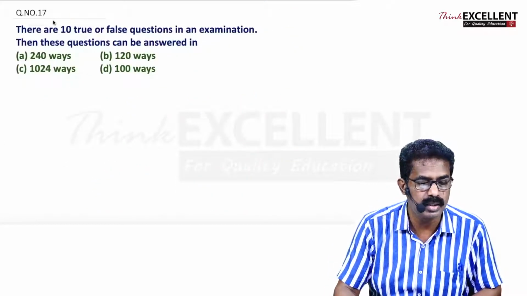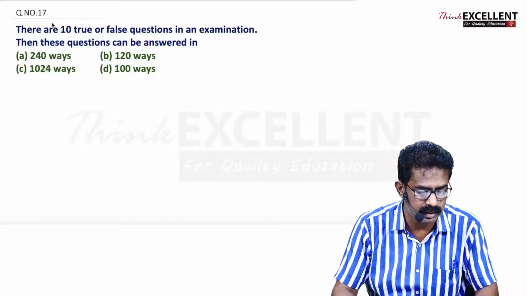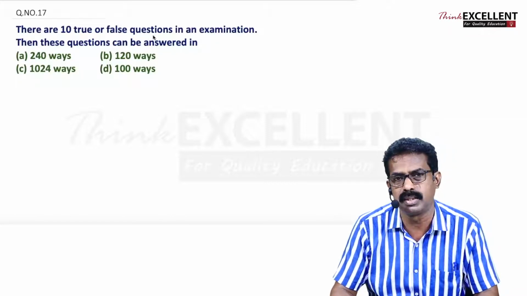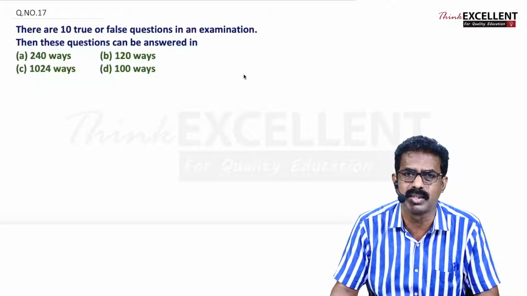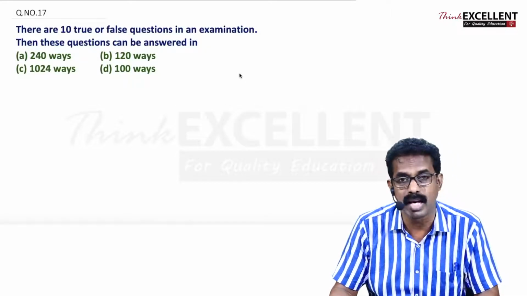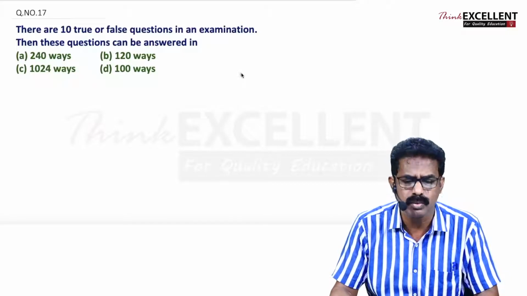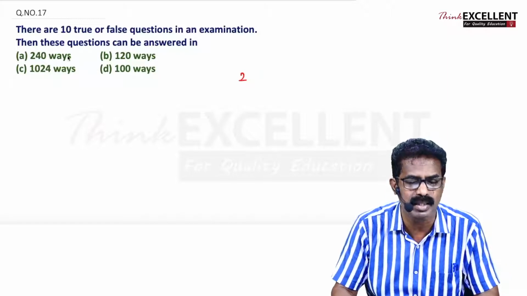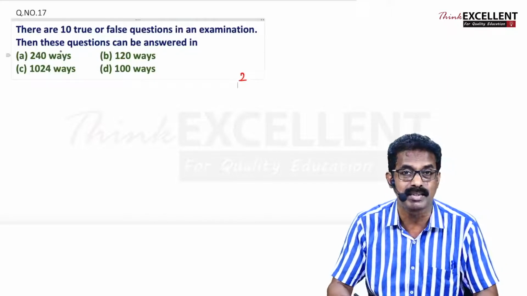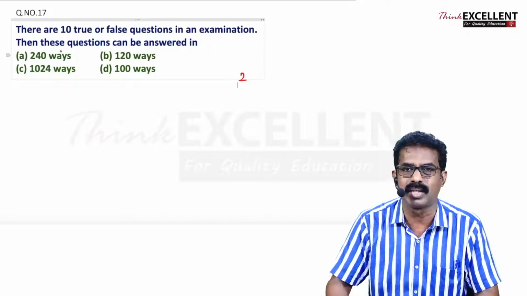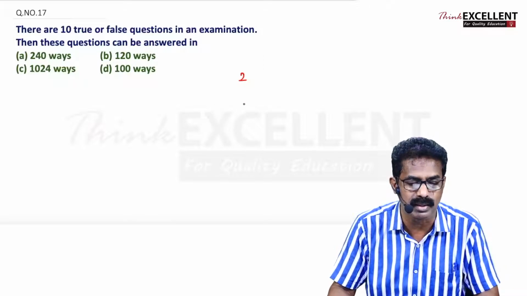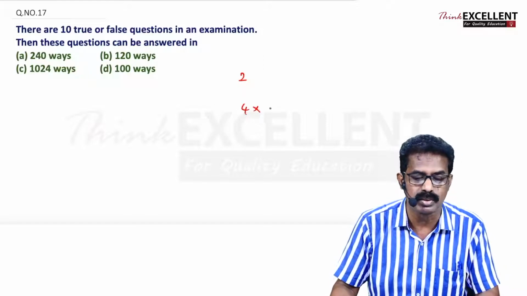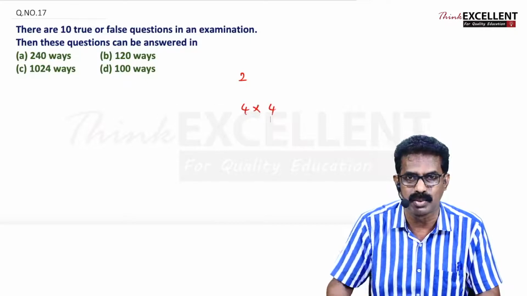There are 10 true or false questions. See, suppose we take the first question, true or false. Only 2 options there, no? So that question can be answered in how many ways? 2 ways you can answer, right? And this question, how many options are there? 4 options. So this can be answered in 4 ways. The previous question you would have answered in 4 ways, but the correct answer is only 1, right?